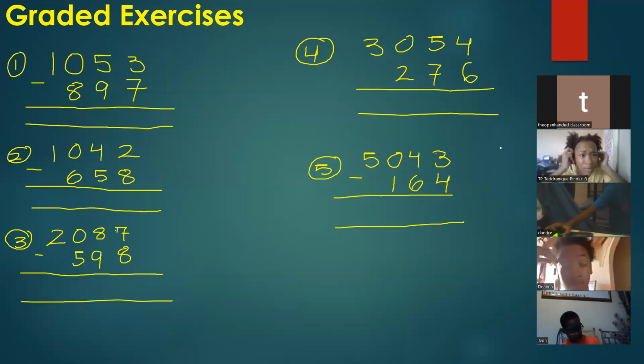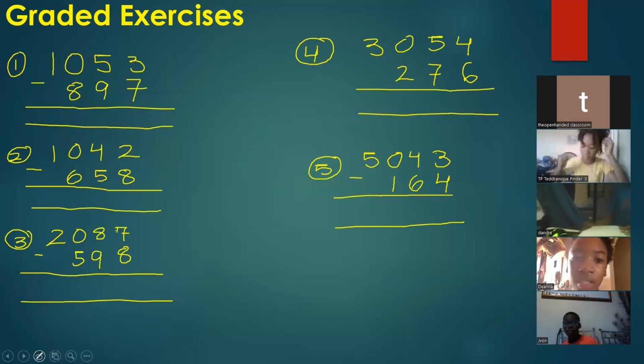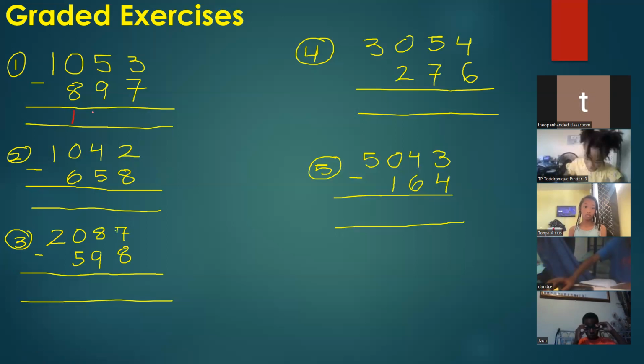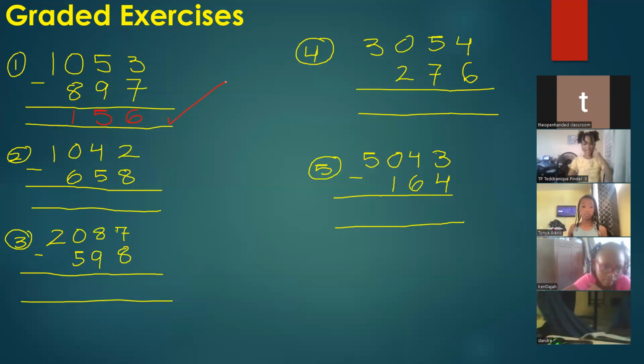179. 179? Yes, sir. 1,053 minus 897. You got 179. Yes. Excuse me. Yes, Ariana. Can I answer number two? You can. That's wrong. DeAndre, the answer is 156. Anyone got that? 156? I got that. That's correct. And can I do number three, please? Awesome, Javon. Yes, you can do number three. I got it too. All right, awesome.